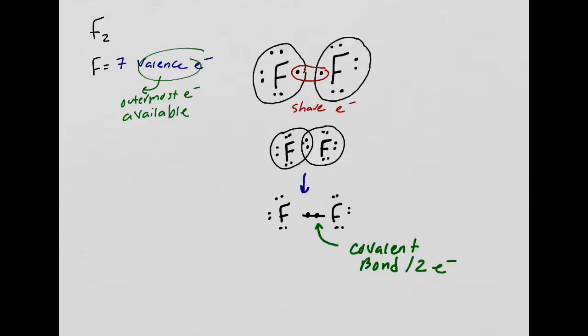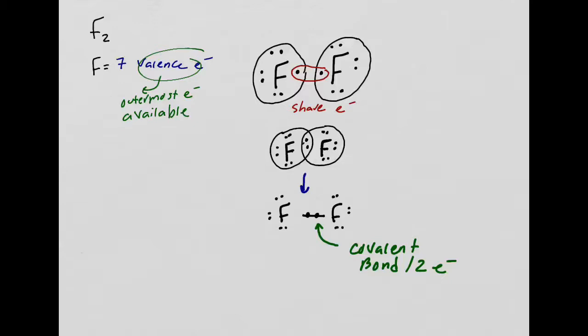So F2 is a covalent compound, 2 nonmetals together. What that means is they are going to share electrons. Each fluorine has 7 valence electrons. Now I have 2 fluorines. What they're going to do is share electrons. Each one is going to contribute 1, and this is a covalent bond, and each covalent bond has 2 electrons that are being shared.